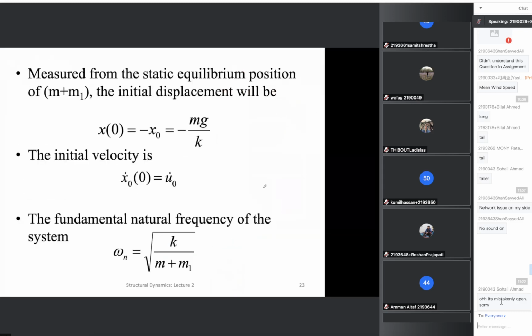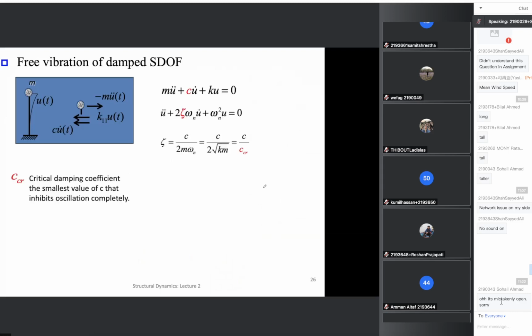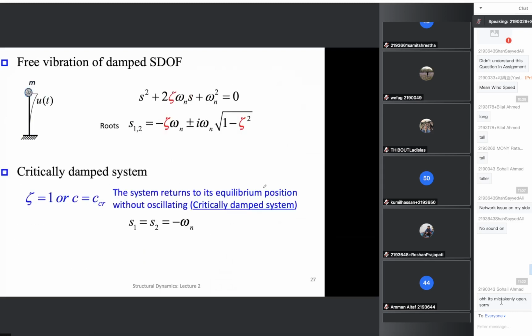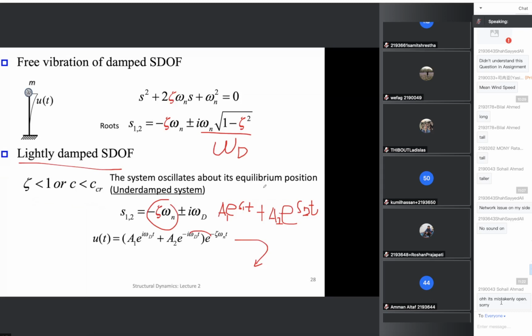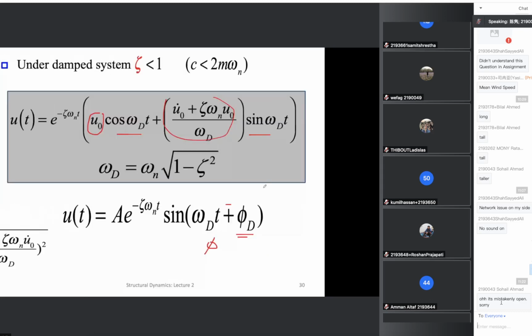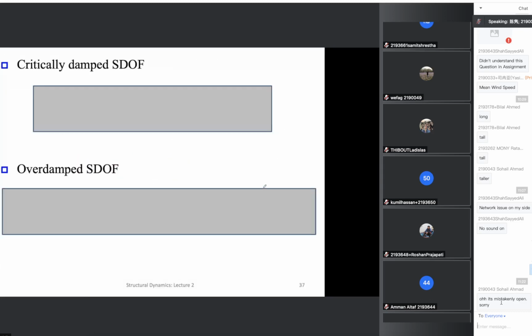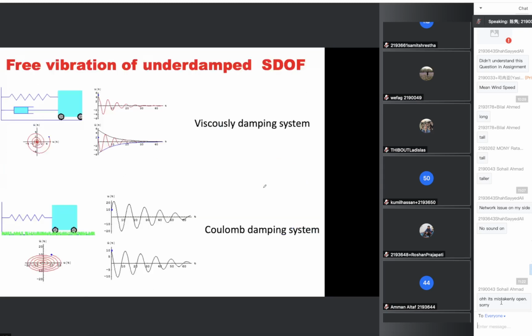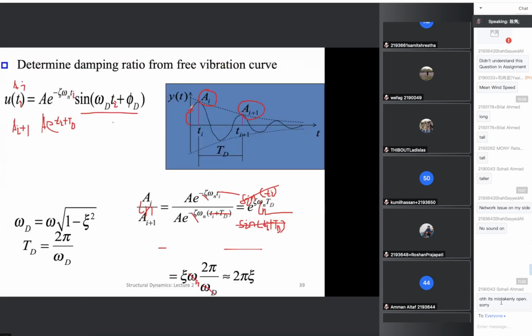Then we are considering there is some initial velocity in this system. Initial velocity, in this system. Of course, you need. This is a very general case. Okay, this curve represents a general case.